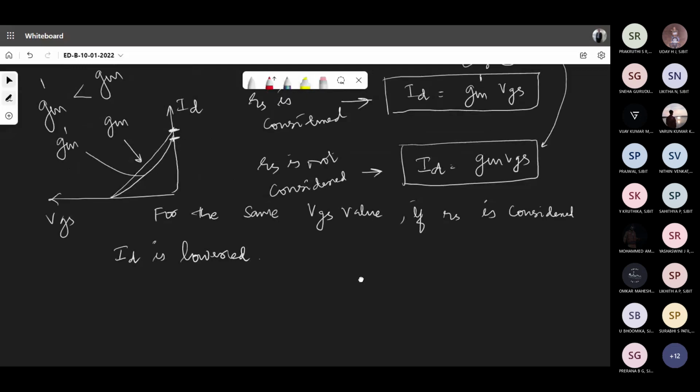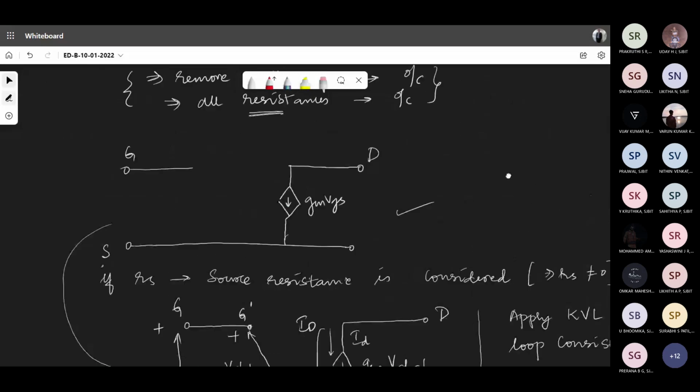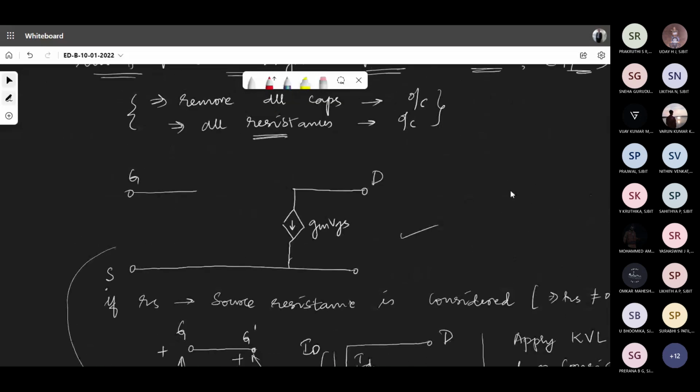There is one more point that we can discuss about this equivalent model. Let me take this equivalent model for consideration. All of you are able to see this model?